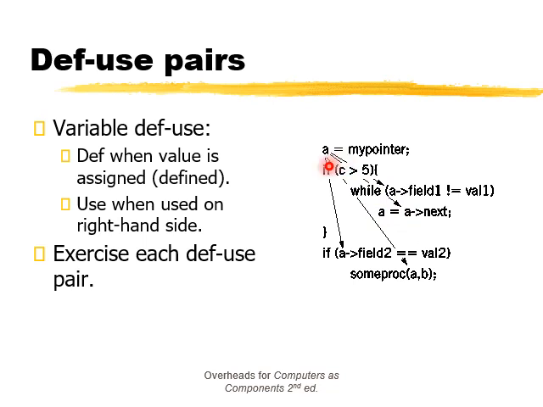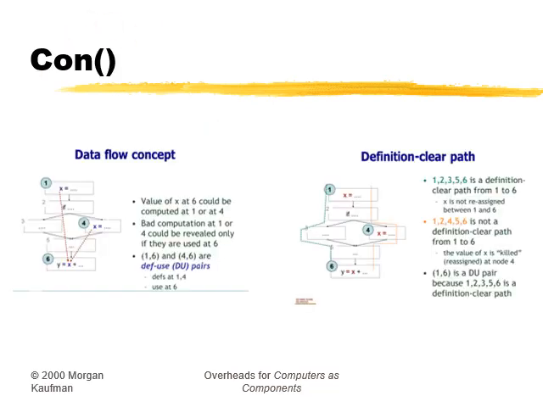So these def-use appear in pairs. For example, a is equal to my pointer is our definition, and the use is here, some proc a comma b, or the use is here, a is equal to a pointer next. Okay, so each definition-use pair. As in the previous slide, definition is basically when we assign a variable a value, and use is when it is used in the code.